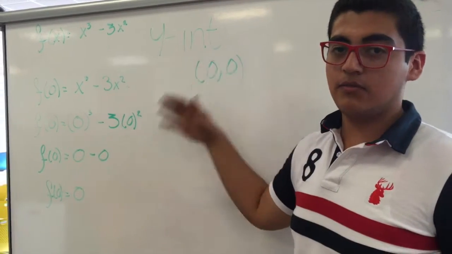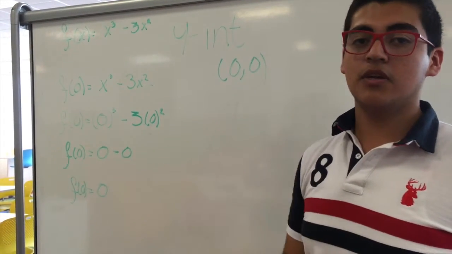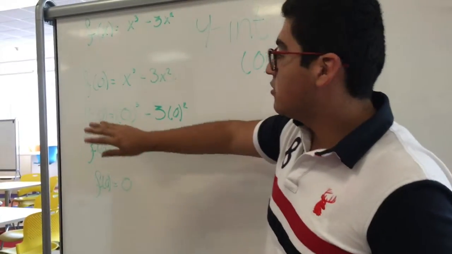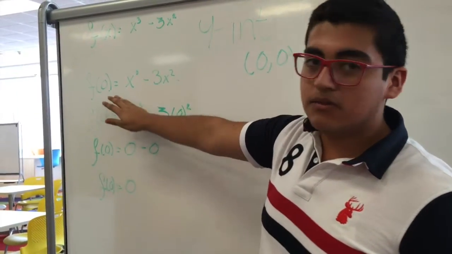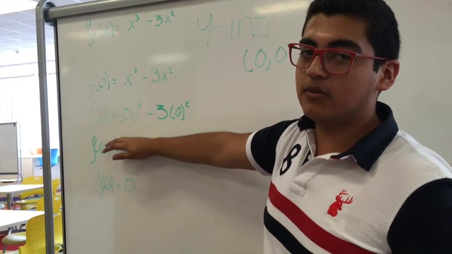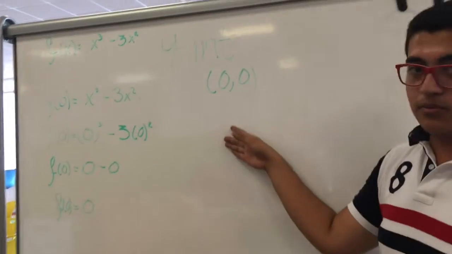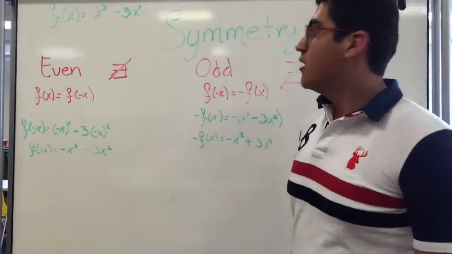For the y-intercept, we already got it from the previous step with the x-intercept. We substitute 0 into the values of x and we get 0, so the y-intercept will be (0, 0).